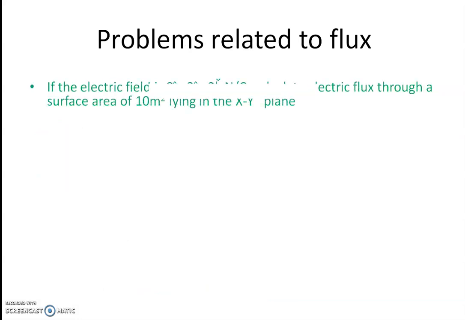So first question we'll see. If the electric field is 8I plus 3J plus 2K Newton per Coulomb, calculate the electric flux through a surface area of 10 meter square lying in the xy plane. Okay. So here the electric field is given as 8I plus 3J plus 2K, and the area is given as 10 meter square. We have to write the area vector. So it will be 10 meter square, but it will be K cap. Why? Because it is in the z direction.